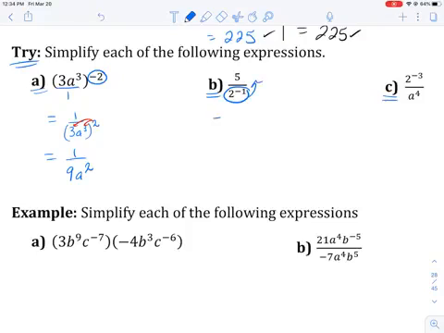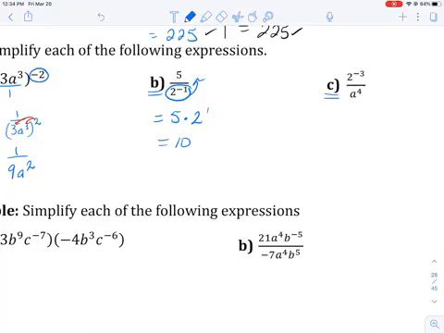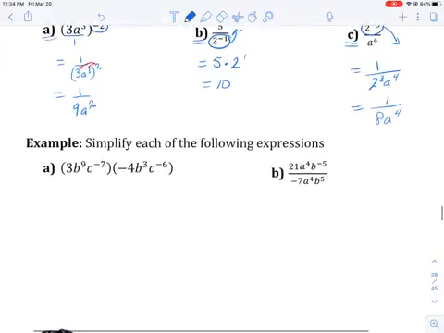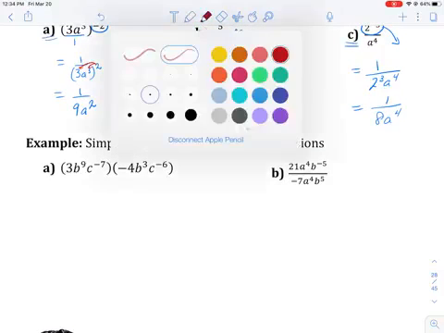Okay, question B, this 2 to the negative 1 is going to come up. We get 5 times 2 to the power of positive 1, which is just 10. If I look at question C, this 2 to the negative 3 must come down. What are we left with on our numerator? We're left with 1 over 2 cubed a to the 4, which is 1 over 8 a to the power of 4.